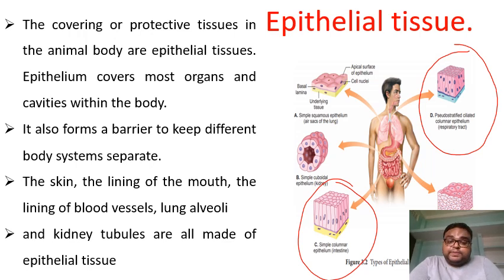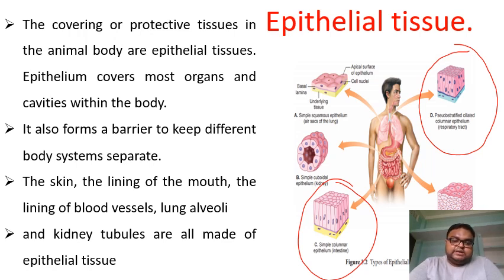And what is the function of epithelial tissues, students? It forms a barrier. It forms a barrier to keep different body systems separate, right? Okay, right? The skin, the lining of the mouth, the lining of blood vessels, the lung alveoli, kidney tubules are all made up of what? These are all made up of the epithelial tissues.